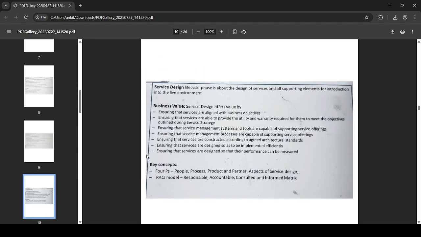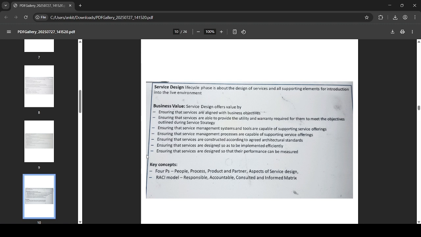Okay, yeah. After we have made a very effective and efficient service strategy for the customers, next we have to make a service design. The service design life cycle phase is about the design of services and all supporting elements for introduction into the live environment. It will tell about how we can design the services, and how we can support the elements after designing, the elements which are going to be in the live environment.